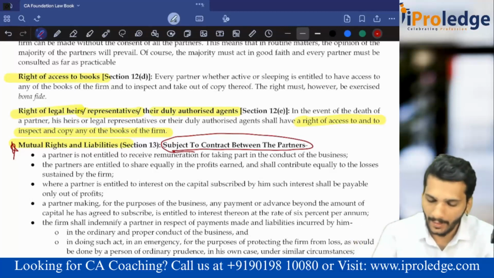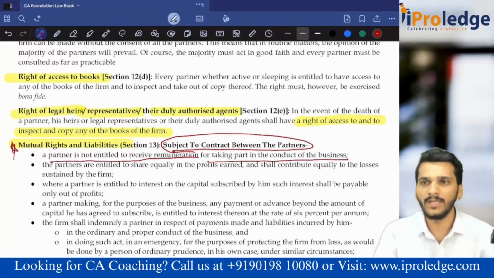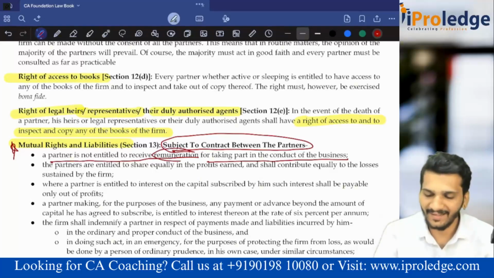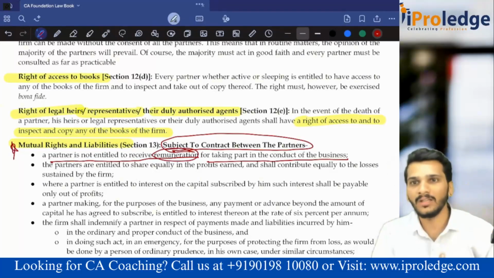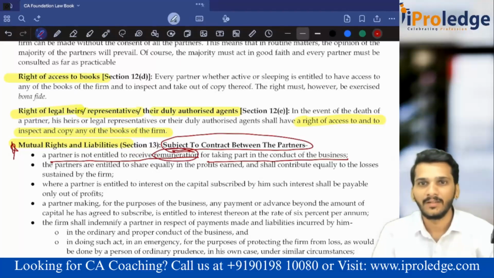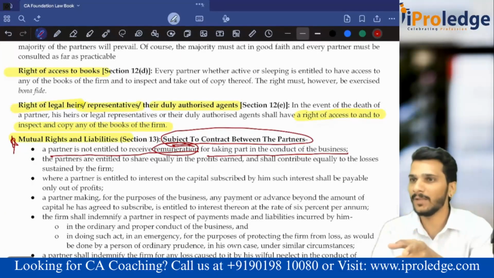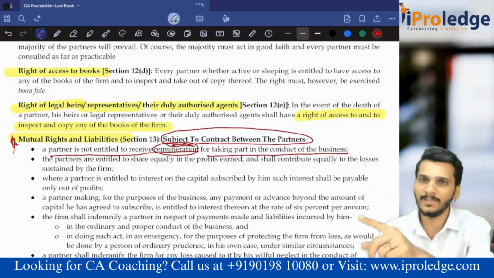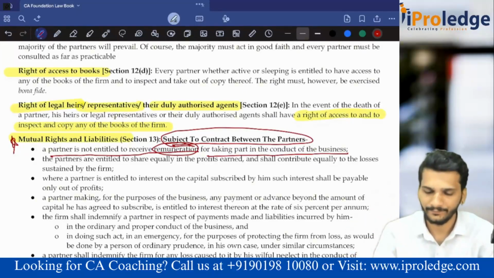A partner is not entitled to receive remuneration for taking part in the conduct of business. Why? Remuneration is like a salary. When you are taking the entire profit which is being shared, then why do you want to take a salary? That is why. But if it's mentioned in the agreement that for the conduct of business you will get a salary of this much, okay, that is okay. You can do it. If there is no agreement, no salary.